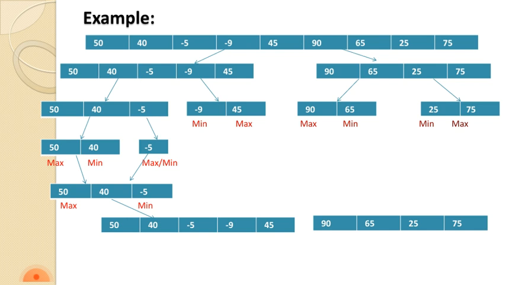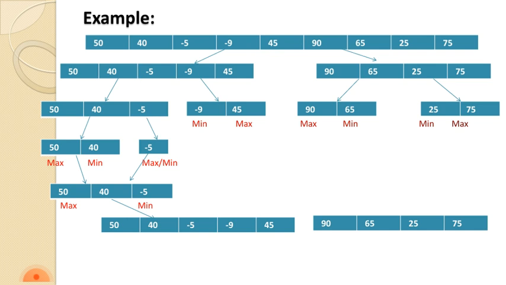Now finally we have to merge this left part and right part. Again we have to compare maximum number with maximum and minimum number with minimum. So compare the maximum value, that is 50, in the left part, with the maximum value, that is 90, in the right part. So 90 is larger than 50. So the final maximum value in this list is 90.